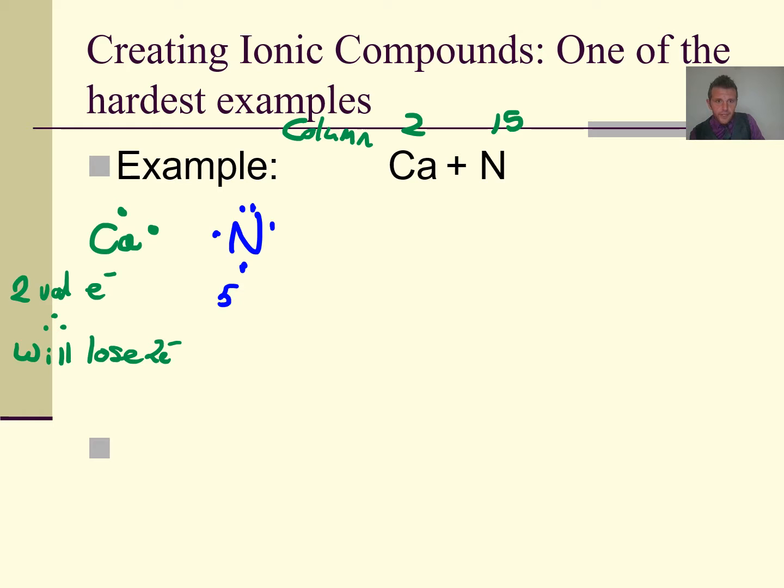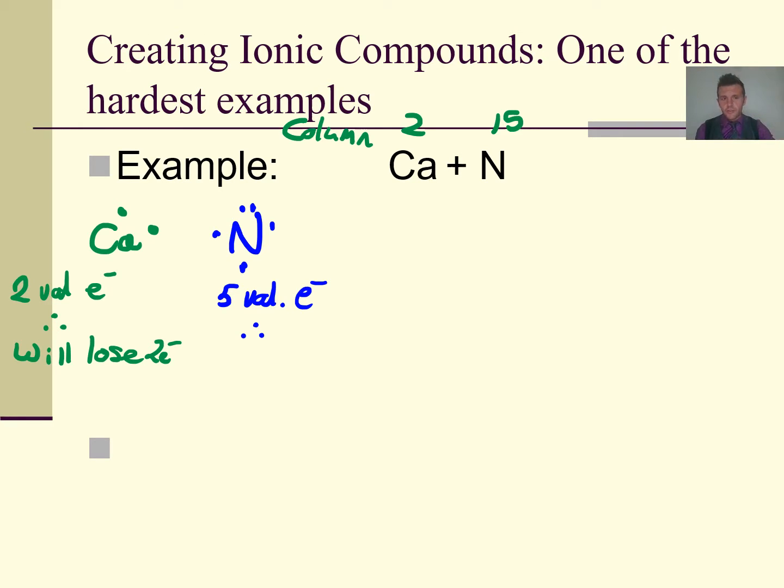Nitrogen has 5 valence electrons, therefore its 5 is closer to 8. So what that means is nitrogen is much more likely to gain electrons until it has a full shell rather than losing electrons to be empty.